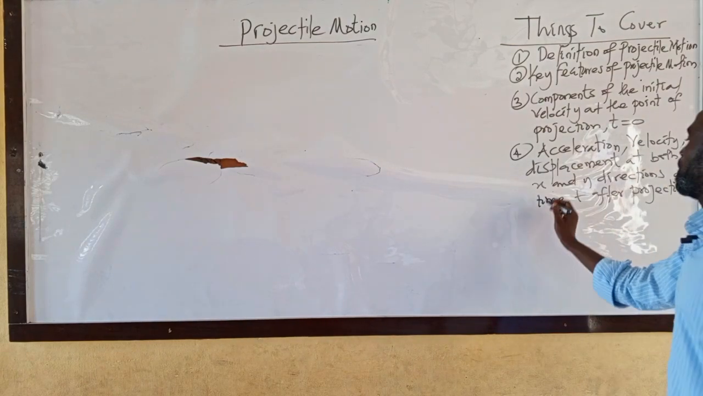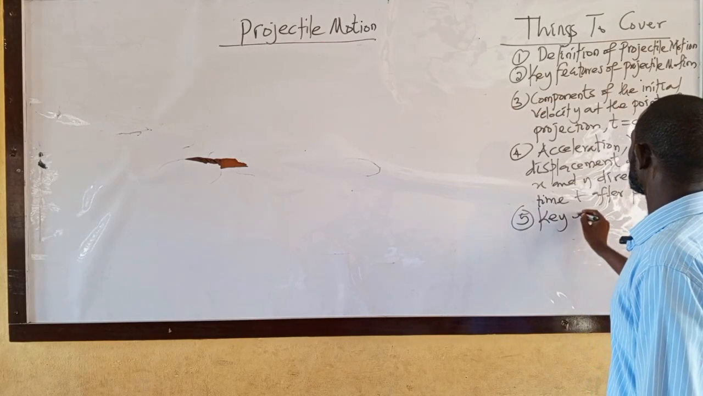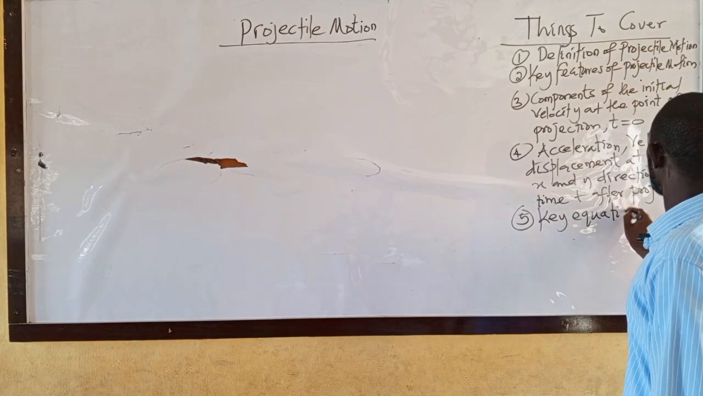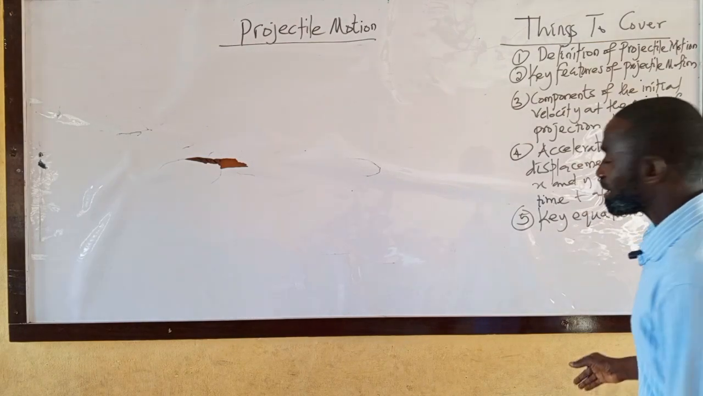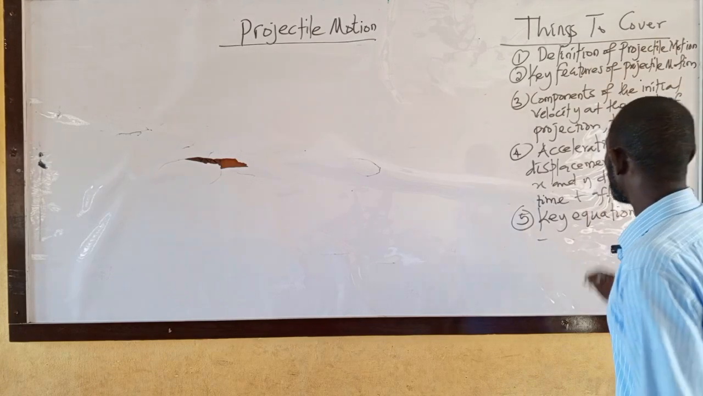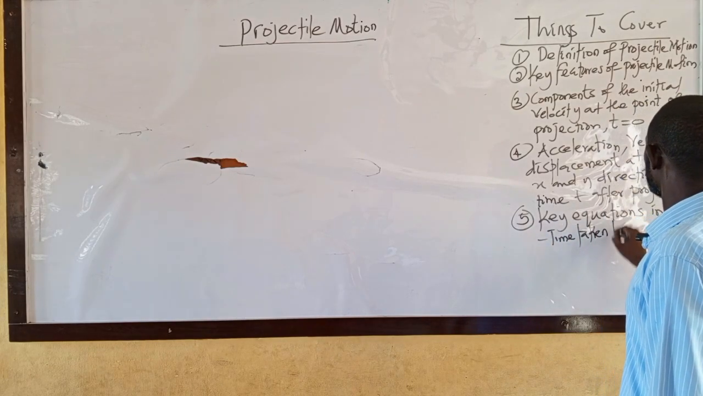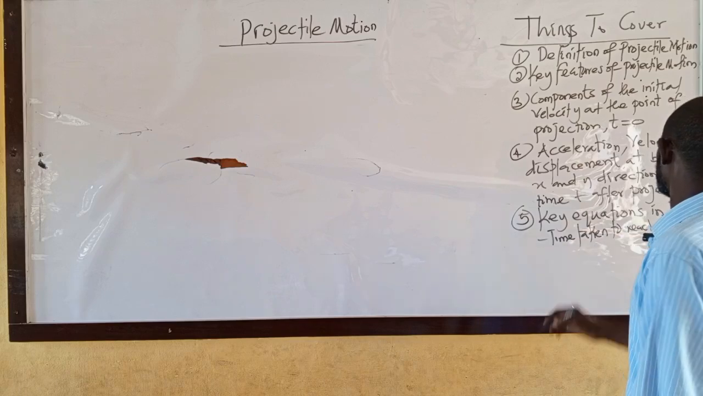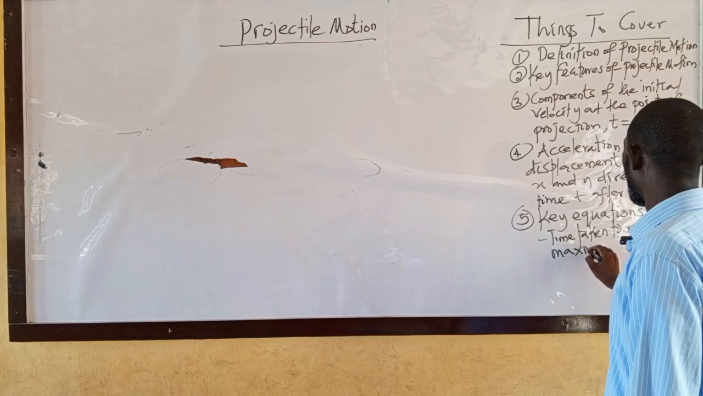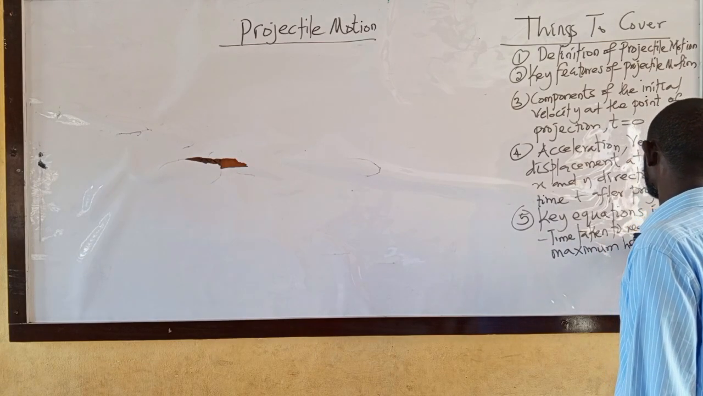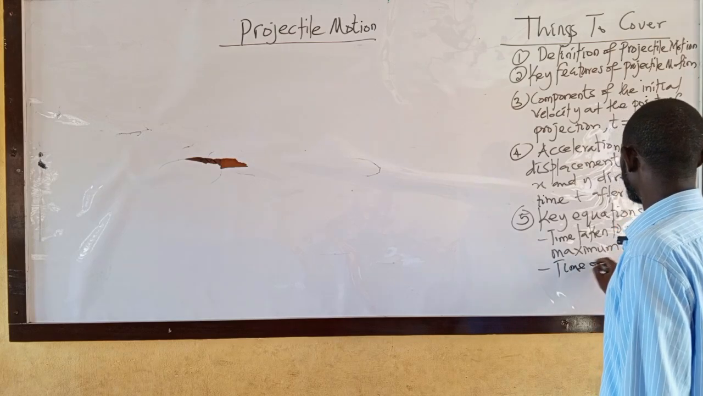Then the fifth one, once we are done with this, we are going to discuss the key equations in projectile motion. Under these equations, the first one is the time taken to reach the maximum height. That's the first one. And thereafter we discuss time of flight.